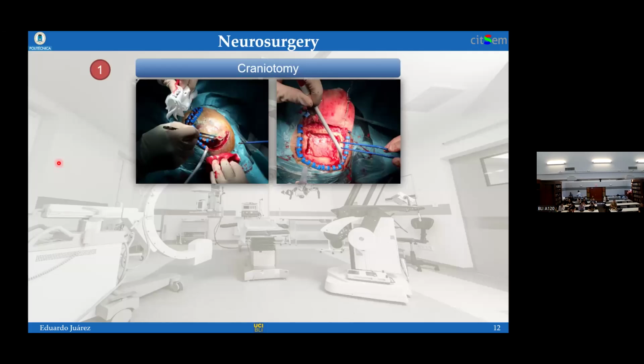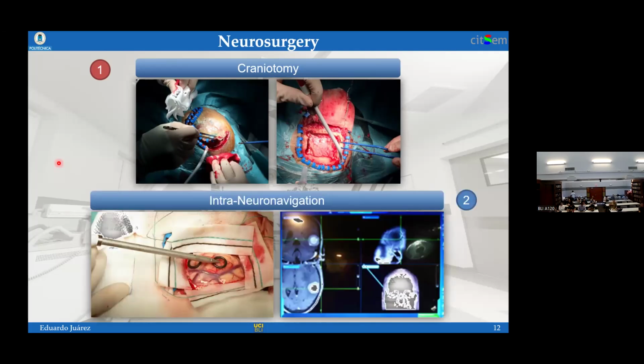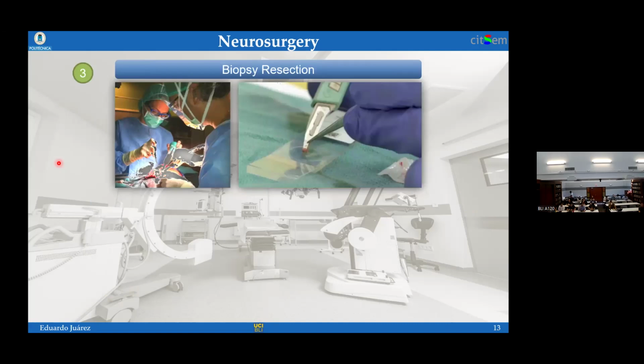Neurosurgery is the basic procedure carried out to treat brain tumors. Neurosurgeons try to completely resect the tumor, and for that they use intraoperative neuronavigation as a guiding tool, which is based on preoperative magnetic resonance. They use these tools to find where the brain tumor is, and they try to resect it. During this operation, they probably take a piece of the tumor, the biopsy, and send it to the pathology department for a pathological analysis.